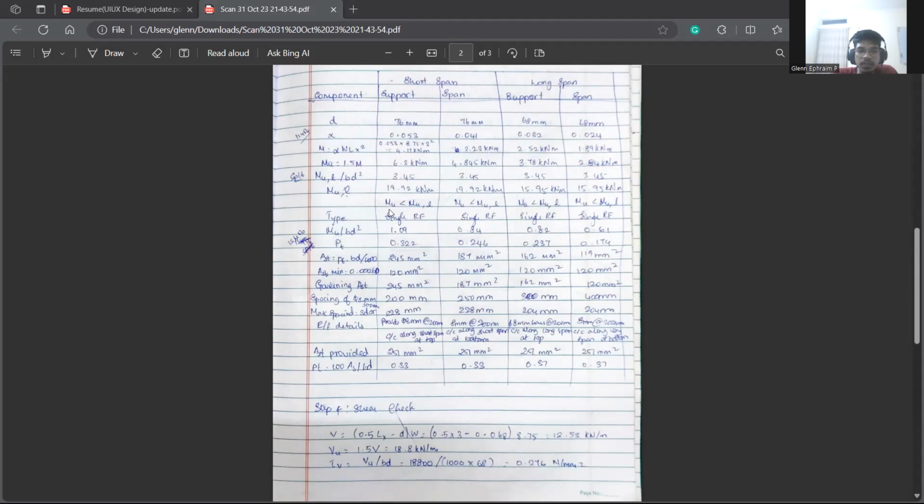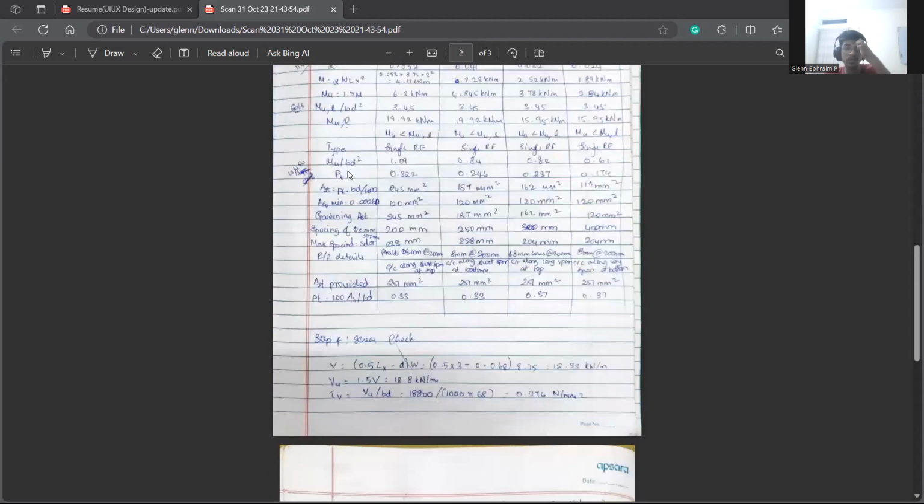So we're checking if Mu is less than Mu comma L for everything. Since it is actually less, we take it as singly reinforced. If it is not less, we take it to be doubly reinforced. Since all the values for all the four are less than Mu comma L, the conditions are satisfied, so we take it to be singly reinforced.